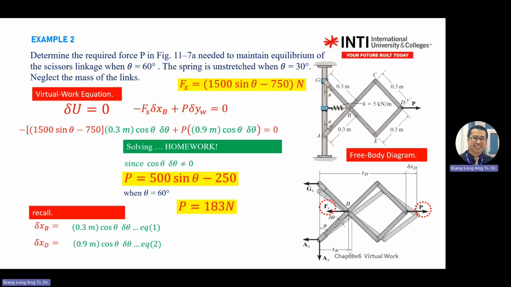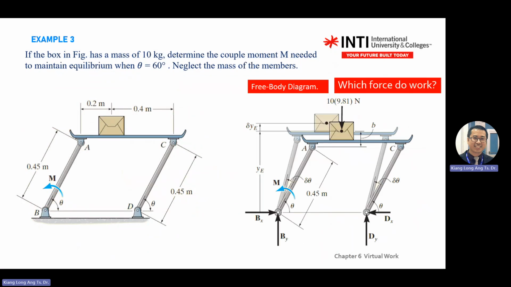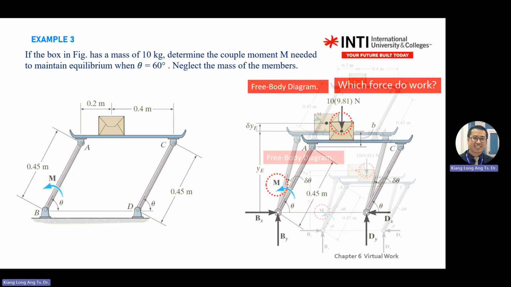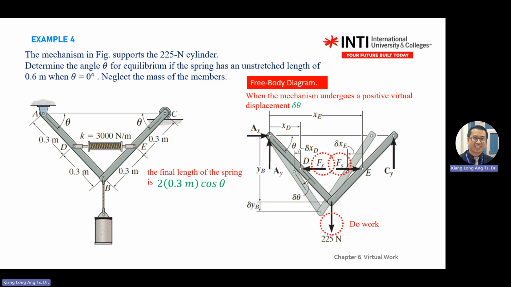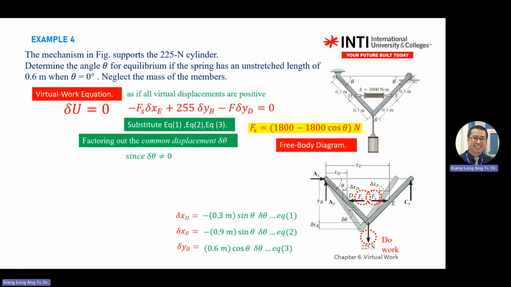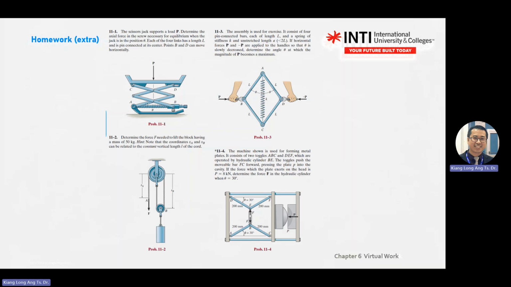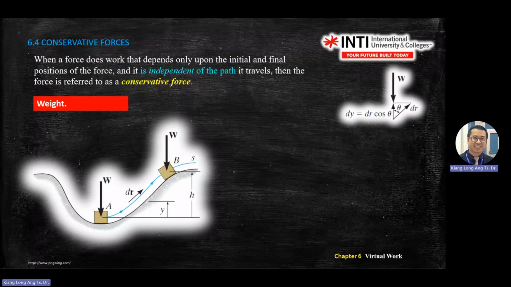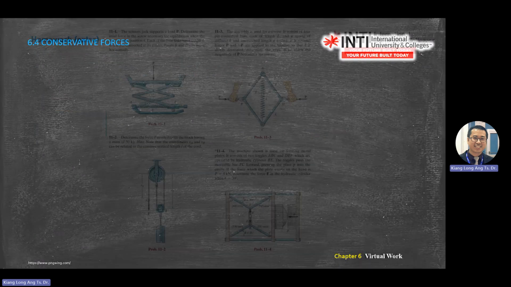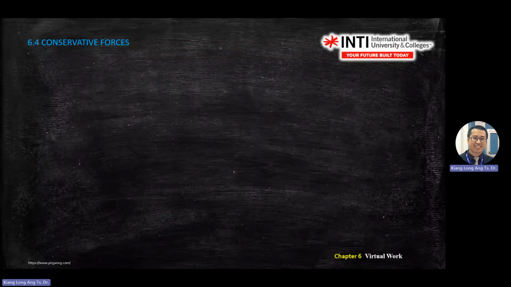Example 3, your homework. Let's see. This one will be either in your test 2 or in your final exam. This one is final exam standard. Homework. Example 4, also go and see your homework. All the answers are there. Okay. This one we do tomorrow. Okay, we stop here.